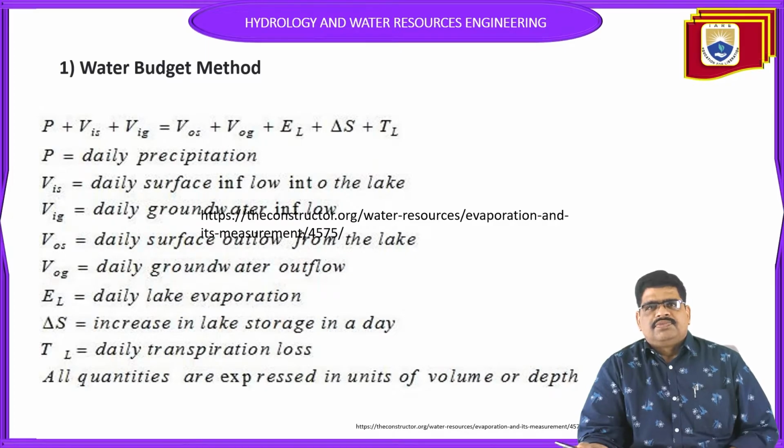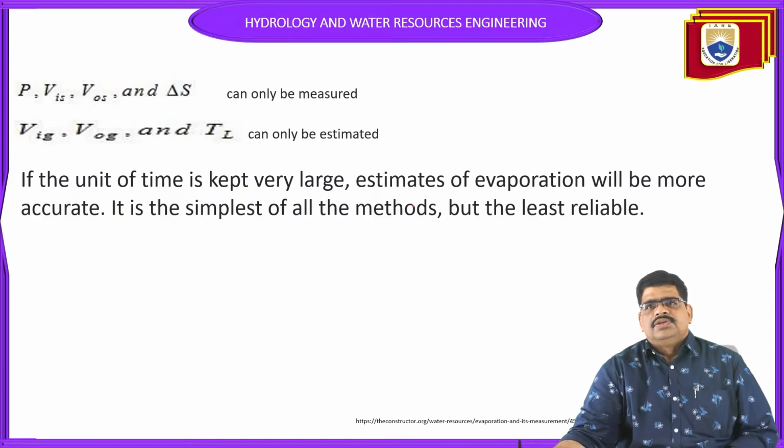So V is equal to S delta S, EL delta S TL. P is equal to daily precipitation and daily groundwater flow and daily surface flow from the lake and daily groundwater flow and daily lake evaporation and increase in the lake storage in the day and daily transpiration losses. All the quantities are expressed in units of volume or depth. So that is the unit of depth.